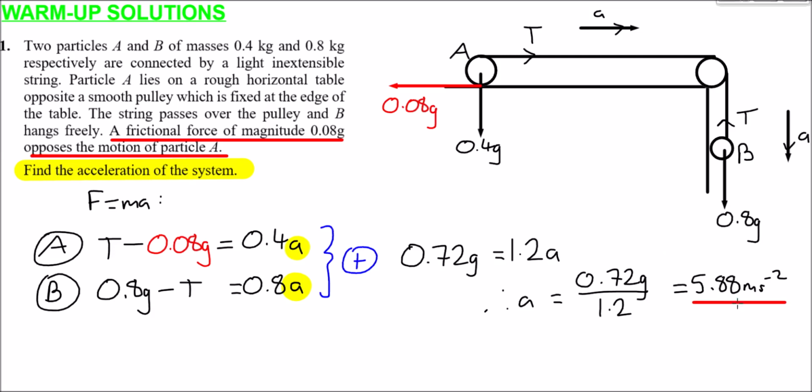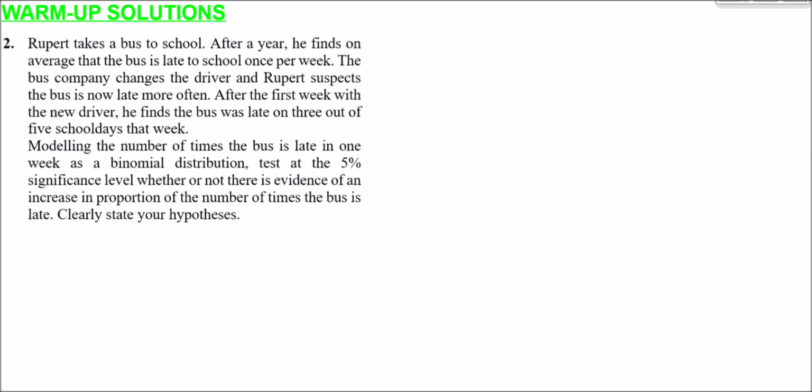We now cast our eyes to warm up question 2. So for number 2, we've got here that Rupert takes a bus to school. After a year, he finds on average that the bus is late to school once per week. The bus company, however, changes the driver, and Rupert suspects the bus is now late more often. After the first week with the new driver, he finds the bus was late on 3 out of the 5 school days that particular week.